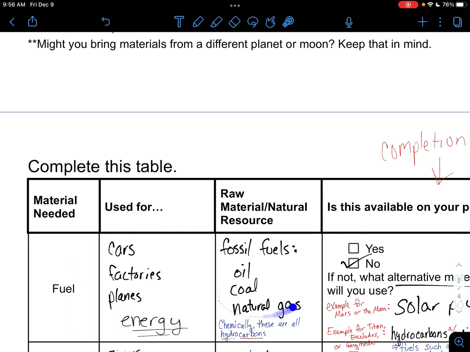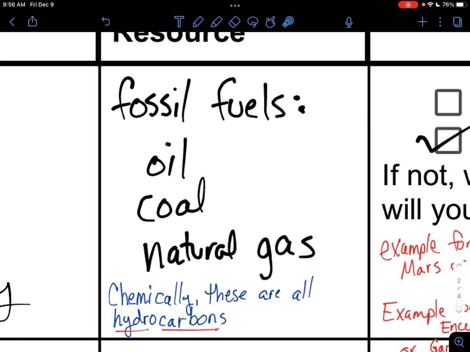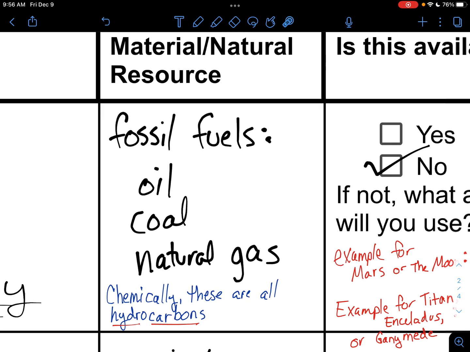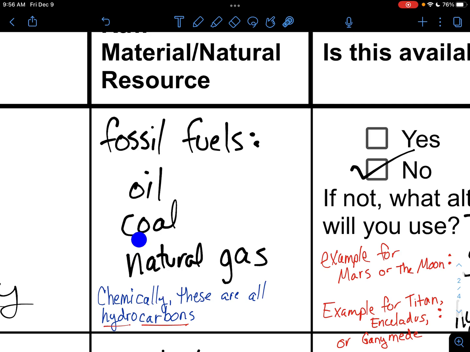The main natural resource here on Earth are fossil fuels: the oil, coal, and the natural gas. Chemically, these are all hydrocarbons, hydrogen, carbon, hydrocarbons. That's scientifically important to know because your planet, by the way, will not have fossil fuels, but will they have hydrocarbons? Think about this for a second.